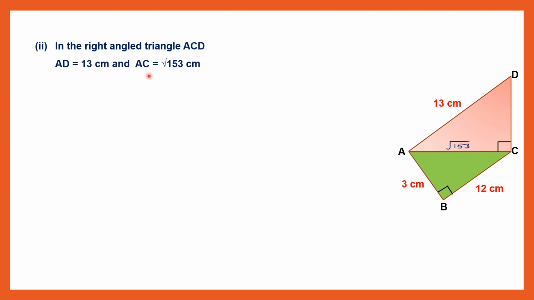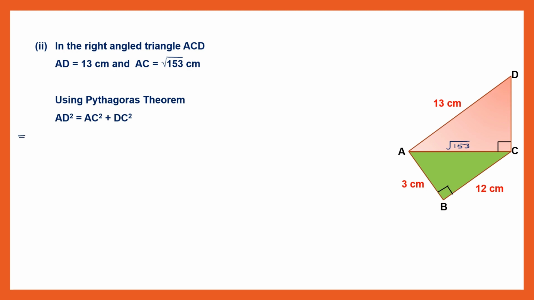AD is 13 centimeters and AC is the square root of 153 centimeters. Now we're going to use the Pythagoras theorem. According to this theorem, the square of the hypotenuse, that is AD square, will be equal to the sum of the squares of the other two sides, that is AC square plus DC square.